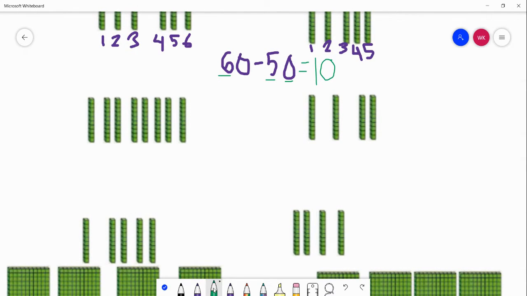I want you guys to draw this one out with me. So draw your tens blocks. If you need to pause the video to do so, please do. But I'm going to go over this problem. We're going to do it together.